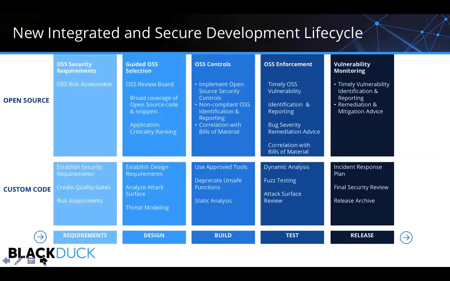So this is really just a different view of it. Down towards the bottom, we have some traditional SDLC activities around things you would do to build security in and have more secure code. So again, design requirements, threat modeling, using appropriate tools, deprecating unsafe functions, dynamic analysis, fuzz testing, and so on, and then having an incident response plan.